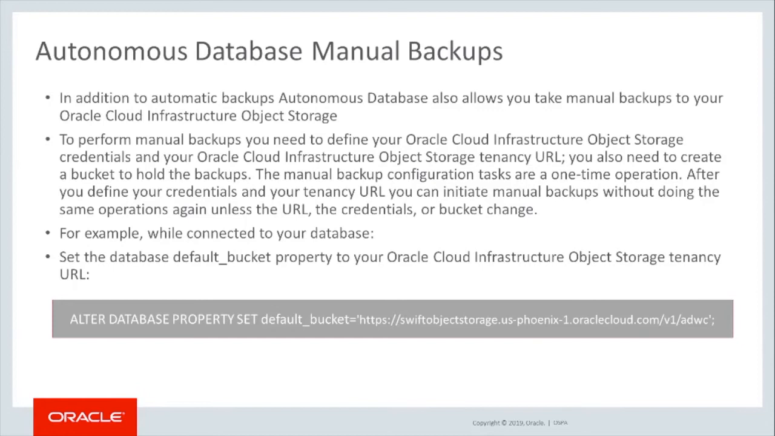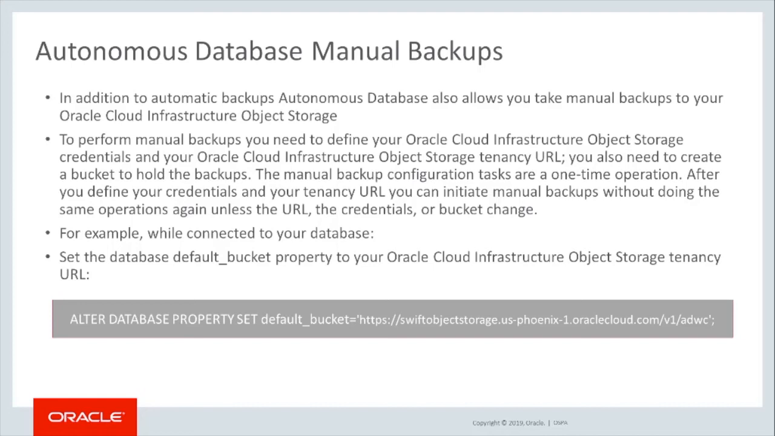In addition to automatic backups, Autonomous Database also allows you to take manual backups to your Oracle Cloud Infrastructure Object Storage. To perform manual backups, you need to define the Oracle Cloud Infrastructure Object Storage credentials and your Oracle Cloud Infrastructure Object Storage tenancy URL. You also need to create a bucket to hold the backups. The manual backup configuration tasks are a one-time operation.